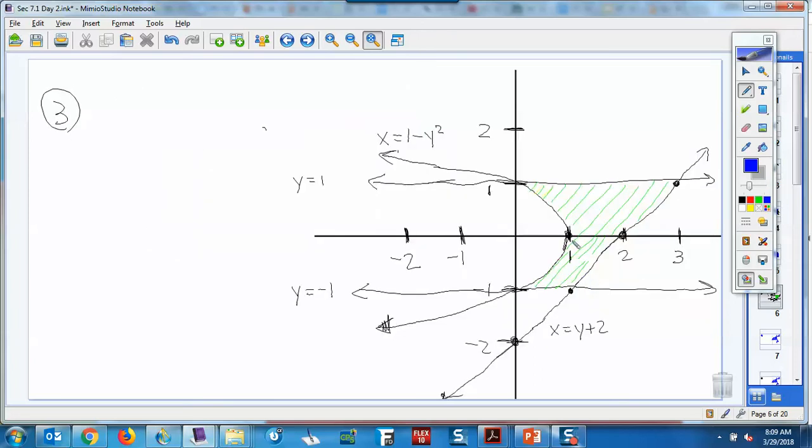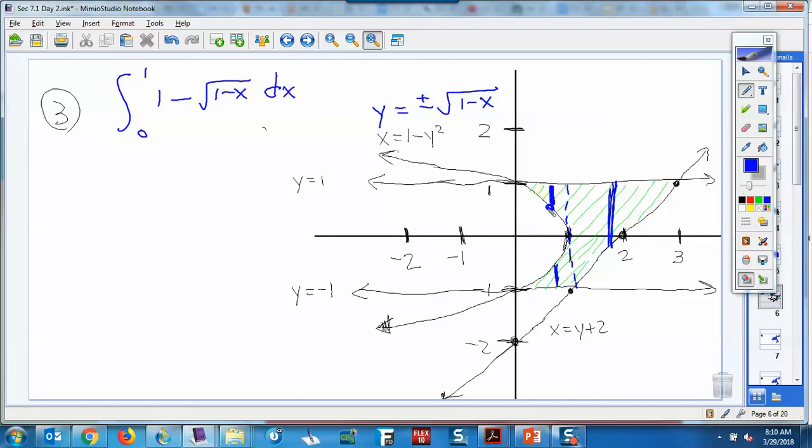All right, number 3. We had left off talking about number 3, and you were just supposed to find this region, and then find the area of this region using vertical strips. So this would simply be the integral here from 0 to 1 of the top curve, which is 1, minus this. Now what did we do? We had to solve that, right? So we had y equals plus or minus square root of 1 minus x. Is that what we had on that one? Okay, and this is the top part of that, so that would just be square root 1 minus x. So that would be this region.